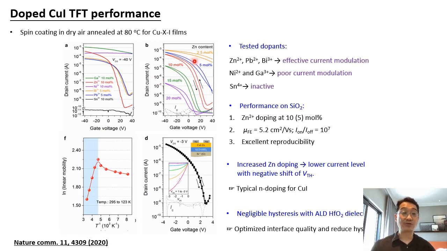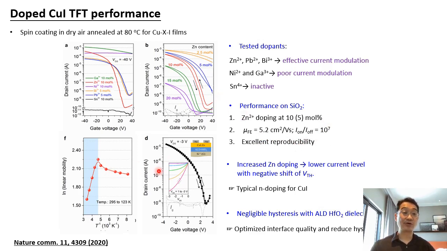By controlling the doping concentration, we can control the on-off ratio and the amount of on current. The 5 and 10 mole% doping gives effectively working transistors with a very high on-off ratio and a reasonably high on-drain current. The best device shows a mobility of 5.2 square centimeters per volt per second, and an on-off ratio larger than 10 to the 7, and excellent reproducibility is observed.